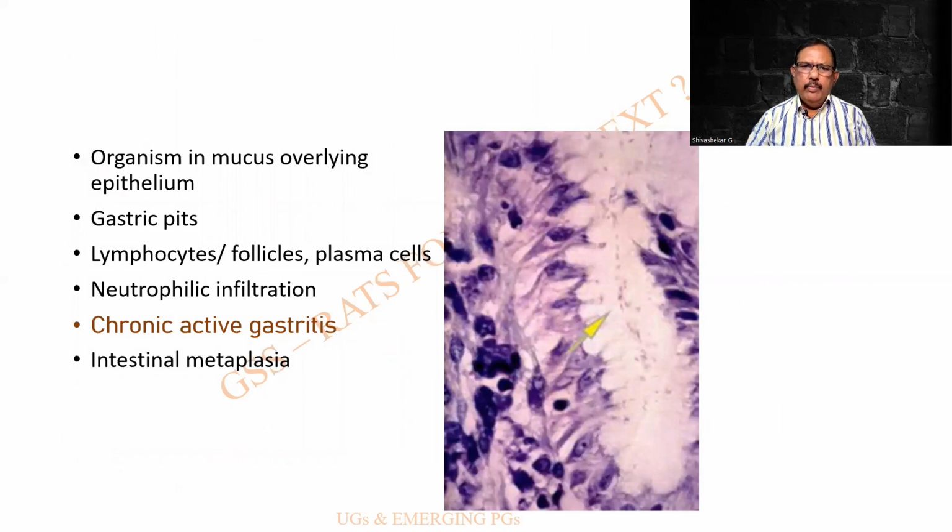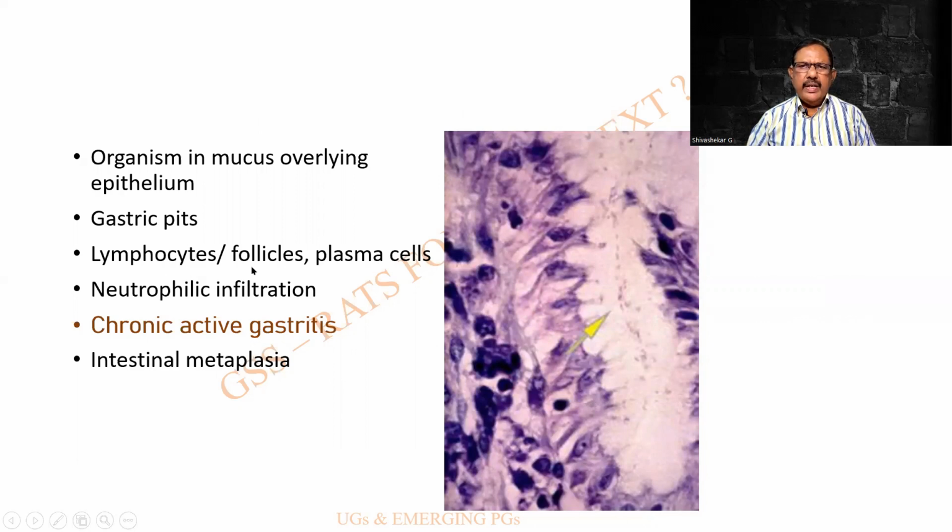Coming back to our diagram over here. So this is a gastric pit. There is a gastric pit, and are you able to see some dark lines over here? The arrow also points out to it. So these organisms are there at the surface of the epithelium. They have not invaded inside. They are in the mucus overlying the epithelium and also within the gastric pit. This is also a surface.